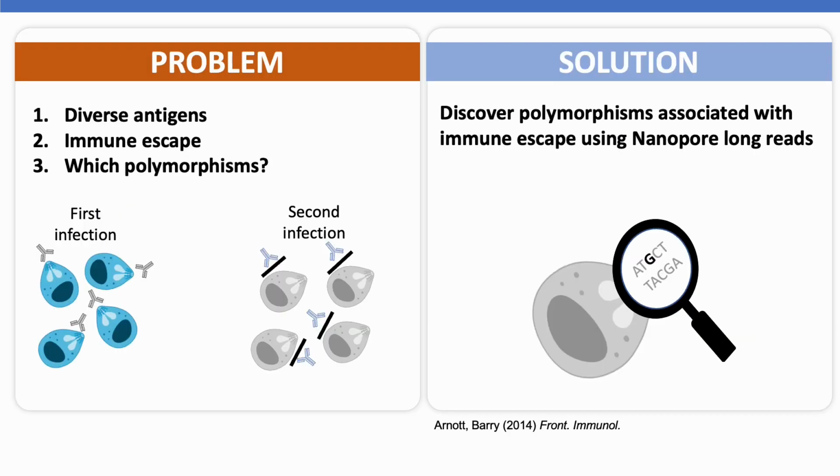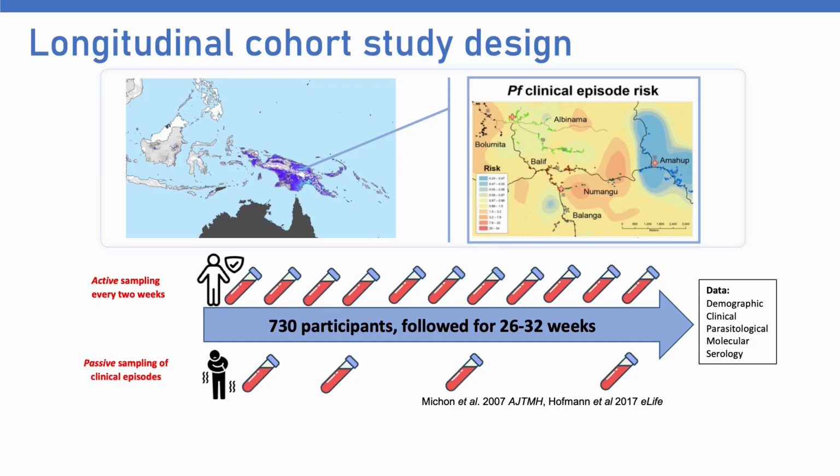At the population level, malaria antigens are diverse, and this enables immune escape, but exactly which polymorphisms are driving immune escape is unknown. Our solution was to identify immune escape polymorphisms by studying repeated infections in a longitudinal cohort.